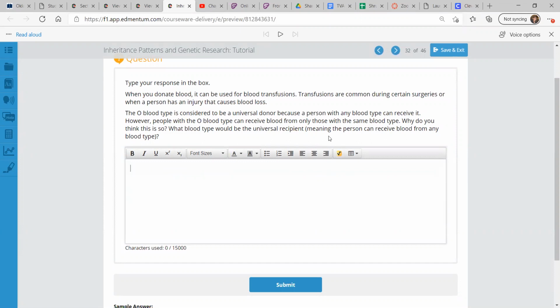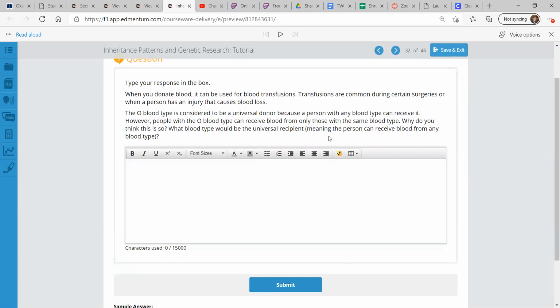During certain surgeries, and if someone is injured and they lose a lot of blood, they may need a blood transfusion. Considering what type of blood they have and what donor they should receive is very important. The O blood type is considered to be a universal donor because a person with any blood type can receive O. However, people with the O blood type can receive blood from only those with the same blood type, so they need O. Why do you think this is so?